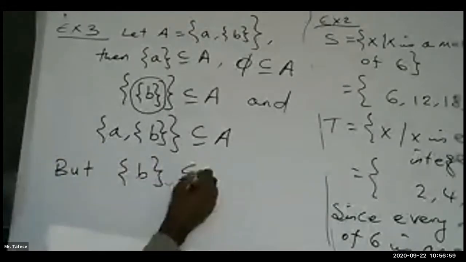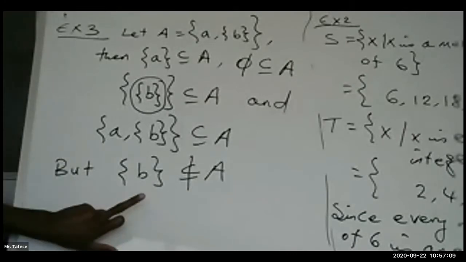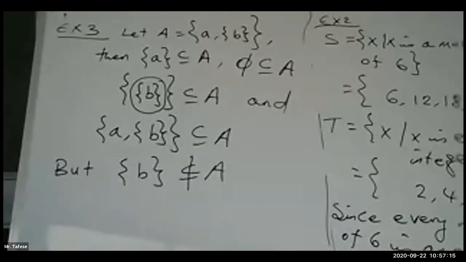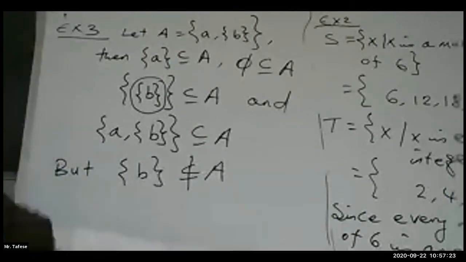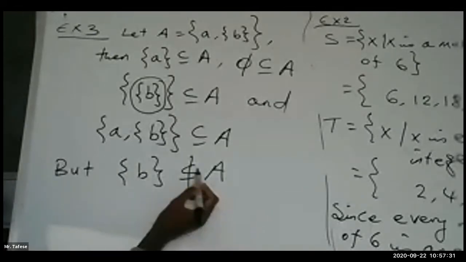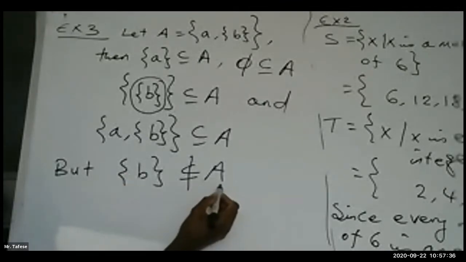But this set is not a subset of set A. I think the reason is very clear. Why? Because the first set that consists of B without brace is not a subset of the second set that consists of B with brace, okay? Therefore, this set is not a subset of set A. Why? Because B is an element of the first set, but not an element of the second set.